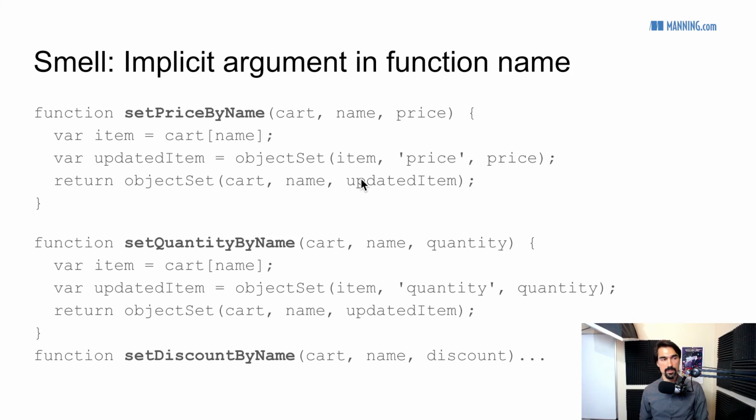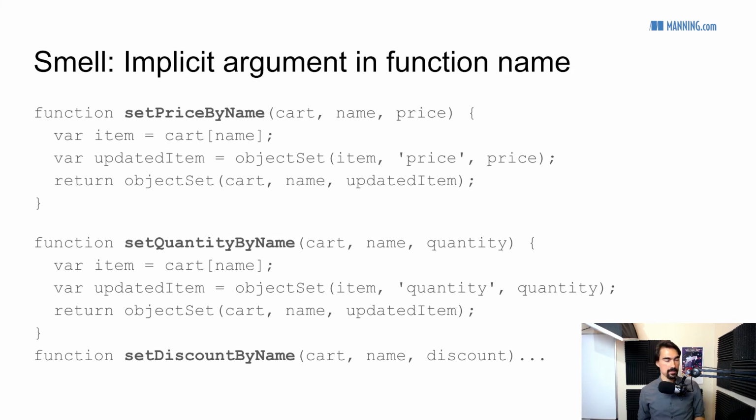Now notice set quantity by name is very similar. The only difference is that set price by name uses the string price, and of course the argument is called price. And then set quantity by name has the string quantity, and quantity is the name of the argument. I haven't written it out, but you can imagine that set discount by name is the same, except it's the string discount instead of quantity.